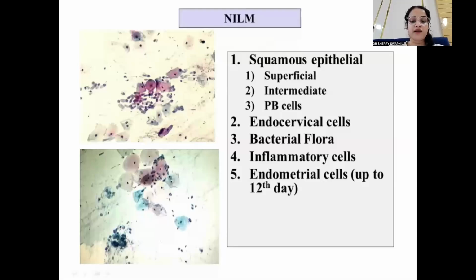Third, we'll be seeing bacterial flora. Fourth, is there any inflammatory cell change, and fifth is endometrial cells. So that's a very important thing to note. Do we see endometrial cells on smear? Is it normal to see endometrial cells on pap smear? And till when you can say that if you see endometrial cells on smear, it's fine, and after that it should not be there, and we have to report it. Next slide, please.